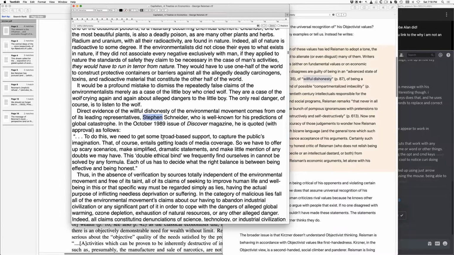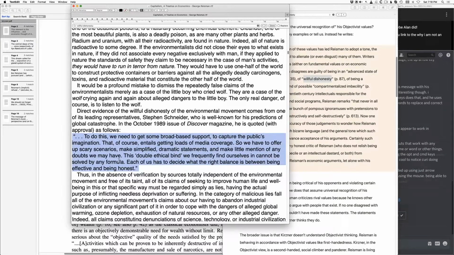To do this, we need to get some broad-based support to capture the public's imagination. That, of course, entails getting loads of media coverage. So we have to offer up scary scenarios, make simplified dramatic statements, and make little mention of any doubts we may have. This double ethical bind we frequently find ourselves in cannot be solved by any formula. Each of us has to decide what the right balance is between being effective and being honest.